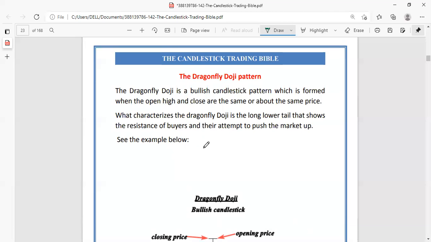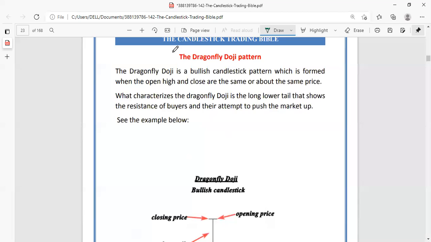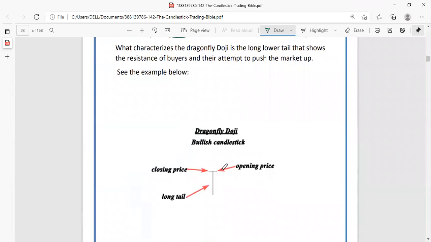Now we are on page number 23. We are moving on, so here we are talking about the dragonfly. The dragonfly doji pattern. You can see it is something like a pin bar. Sometimes it's called a pin bar. It's a bullish candlestick, which means the market opened here and closed here, but it was once pushed down.